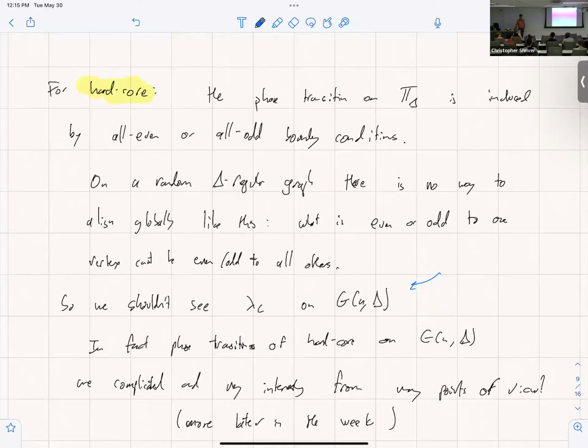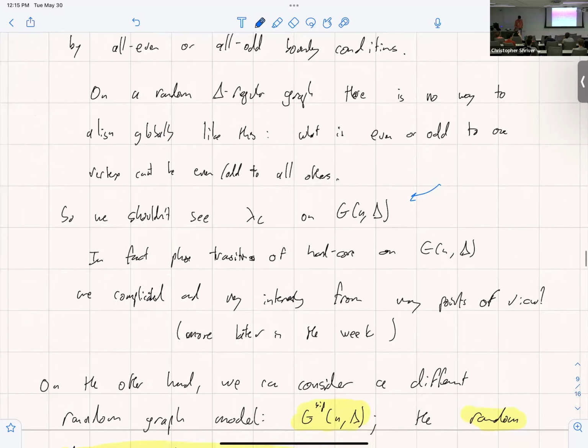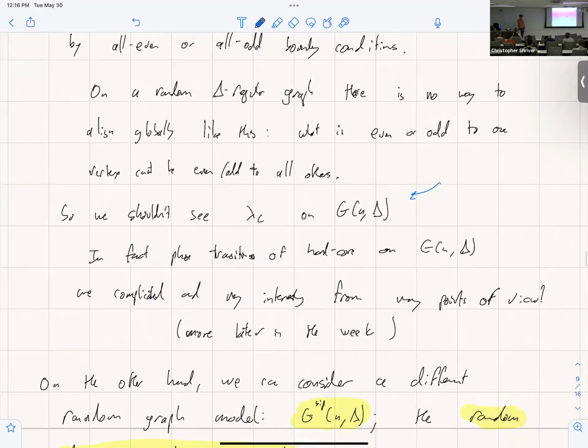In fact, the phase transitions of the hardcore model on the random regular graph are very complicated, very interesting. I think we'll see that from many points of view, both the probability and the algorithmic points of view, and I think we'll see much more about this later in the week. But I still want to come up with some finite graph where I see this phase transition. So what can I do instead?